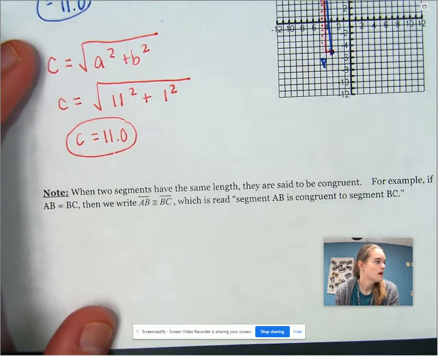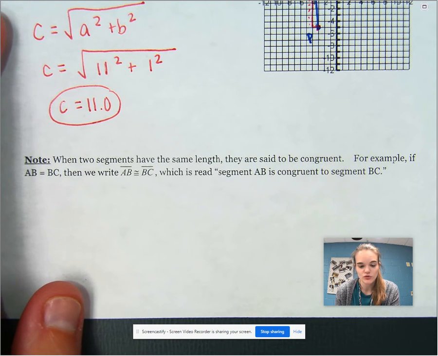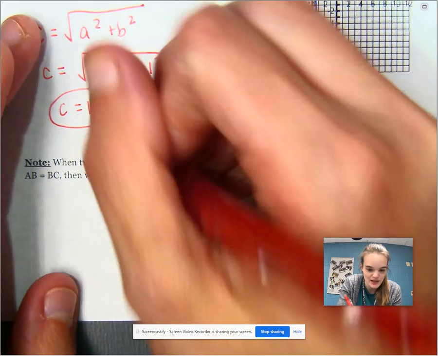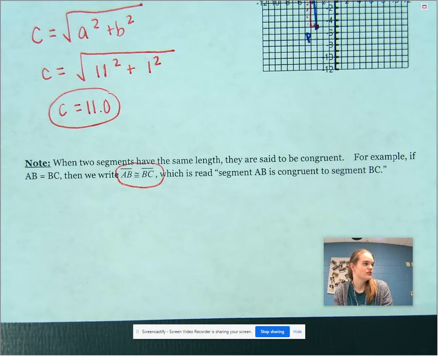Okay. Something we talked about, but it's a good idea to have this little note down here. When two segments have the same length, they're said to be congruent. For example, if AB equals BC, then we write AB is congruent to BC, which is red, the way I just said that.